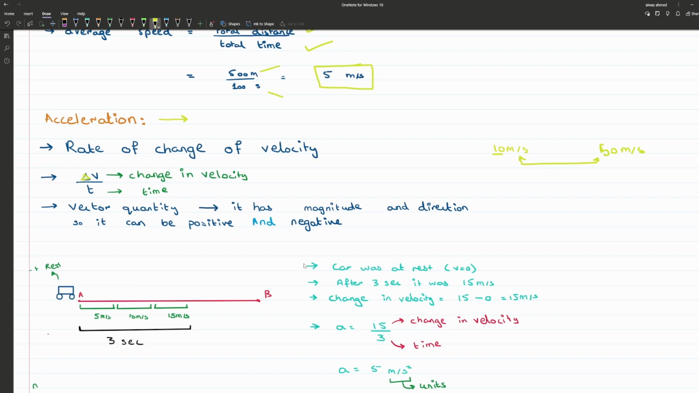Acceleration is also a vector quantity because we use velocity to calculate it. It has a magnitude and a direction, and acceleration can be positive and negative as it is a vector.